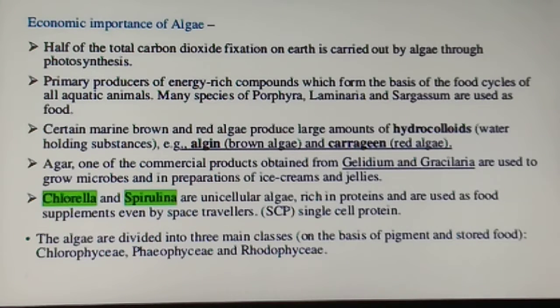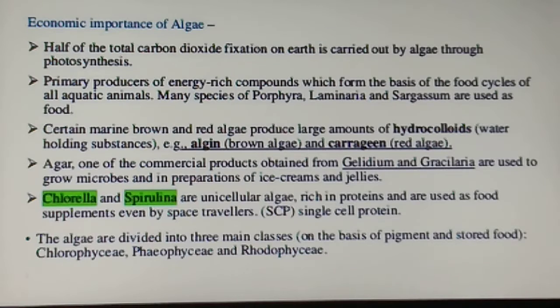Now certain marine brown and red algae produce large amounts of hydrocolloids. Hydrocolloids are basically water-holding substances. For example, algin is from brown algae, and carrageen is from red algae. Agar, one of the commercial products obtained from Gelidium and Gracilaria, is used to grow microbes and in the preparation of ice creams and jellies. So agar is very important in preparing ice creams and jellies.